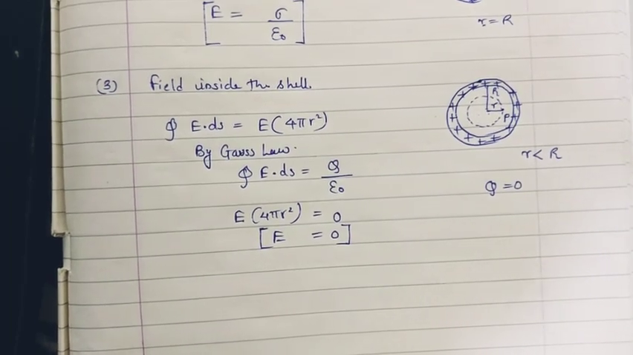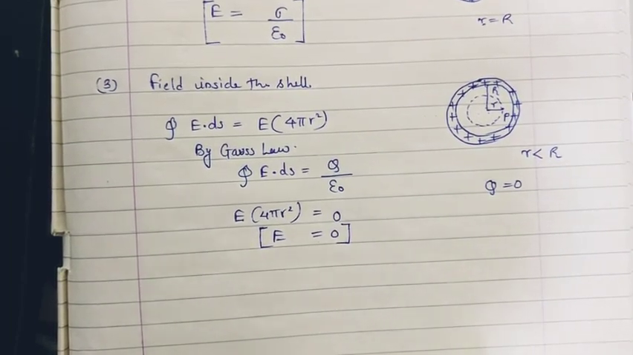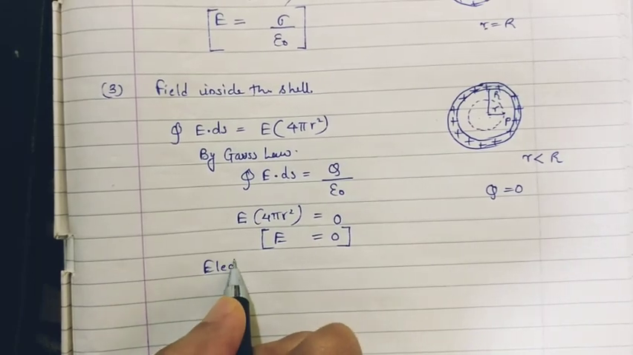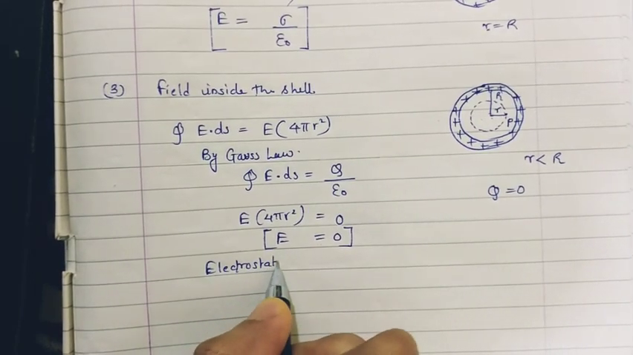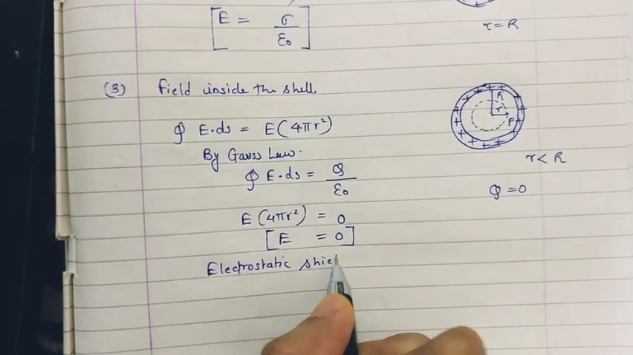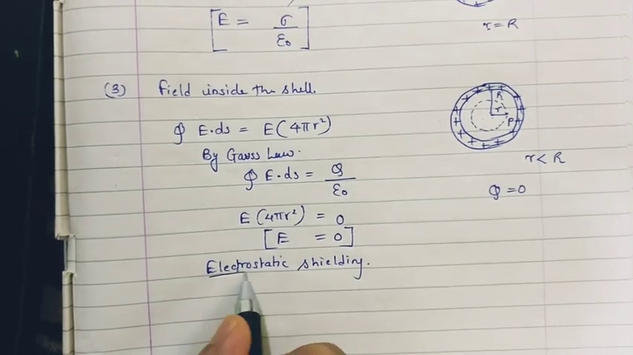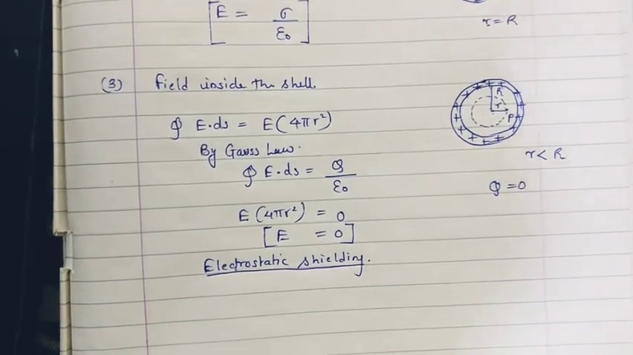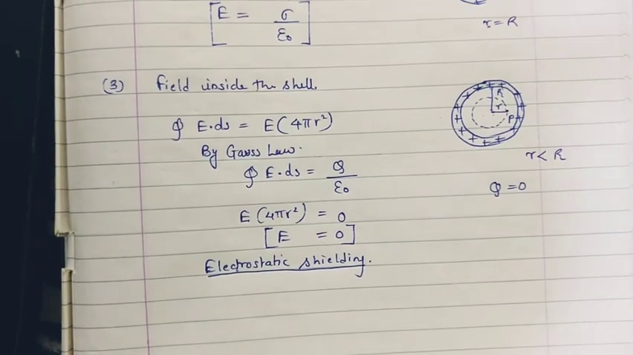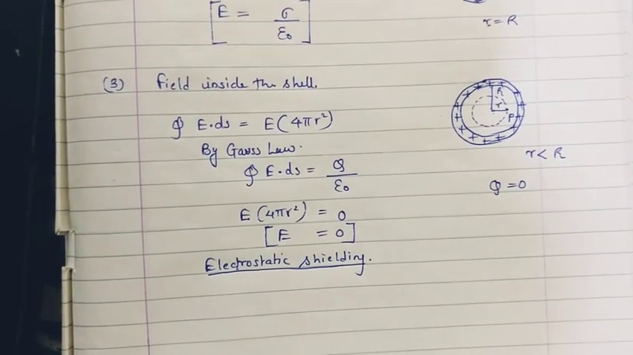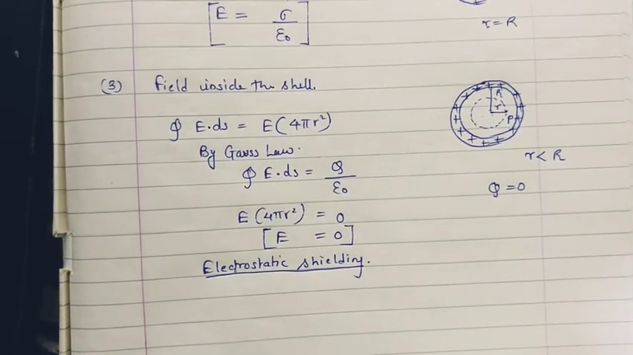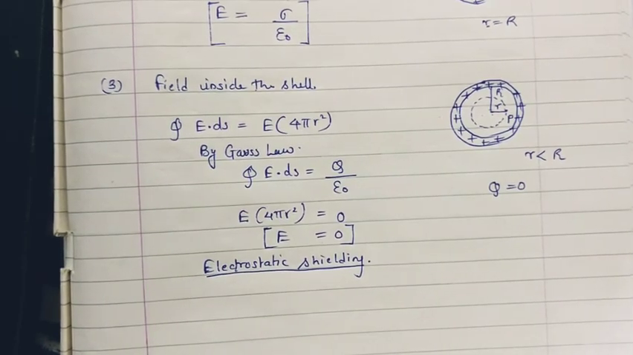This property is called electrostatic shielding, which we are going to come across again in our second chapter. Okay, what is electrostatic shielding? That is, the electric field inside the core of the conductor is always 0. Okay, this is called electrostatic shielding.